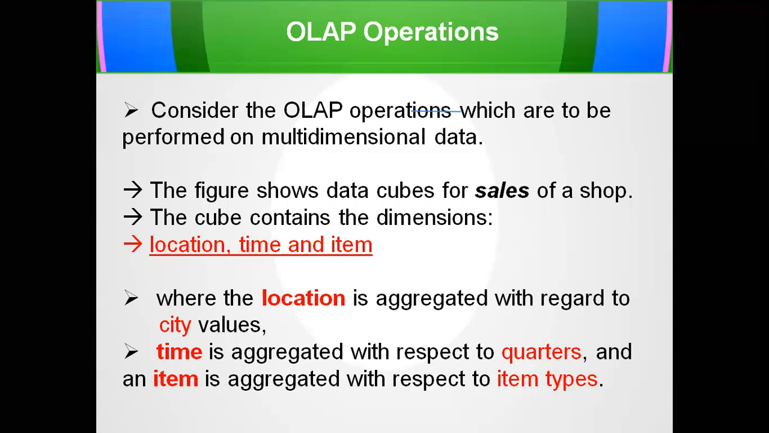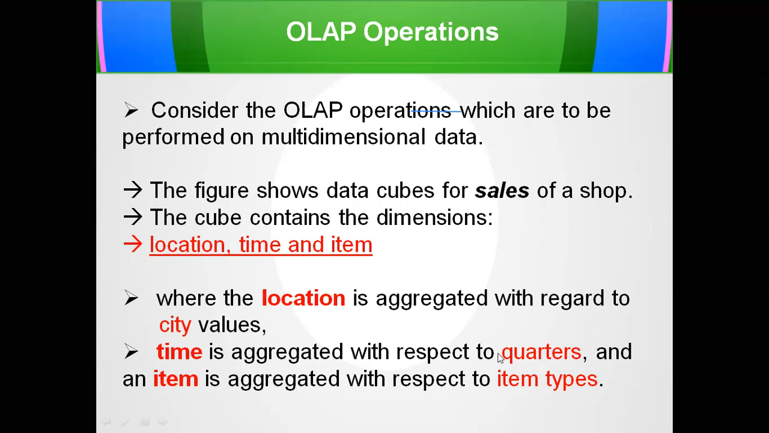Total number of students department wise, average marks of the students department wise or division wise, right? Similarly here, city wise, right? If you take this location as the dimension, what data can you analyze here? City wise total sales, right? Locations are aggregated to the city values, and time is aggregated with respect to the quarters. So here, quarterly, you can find out the total sales.